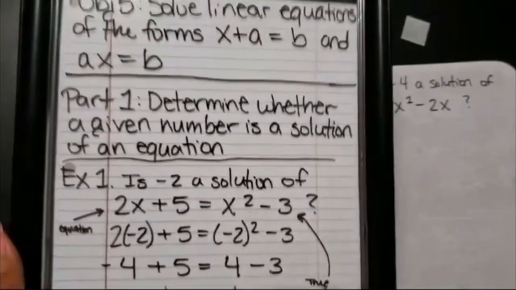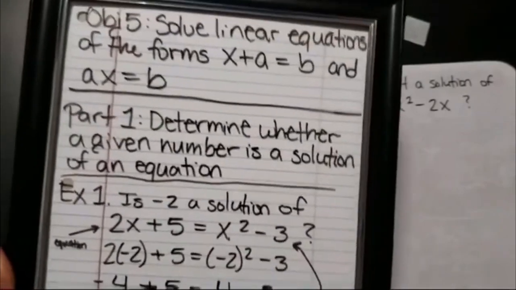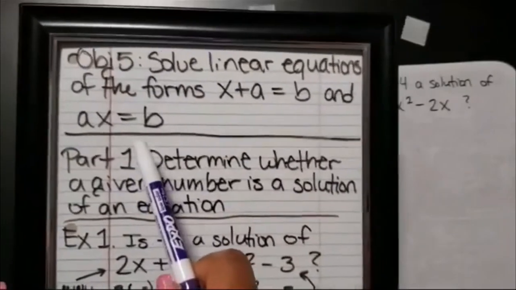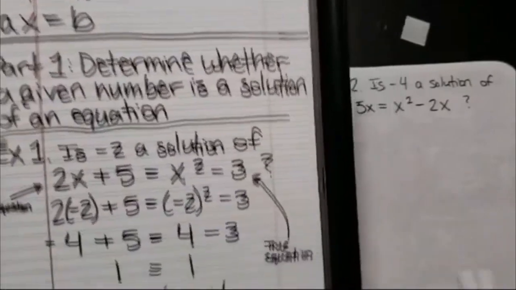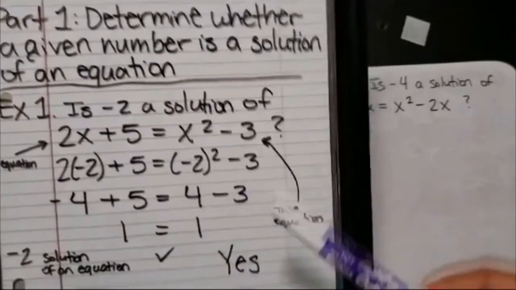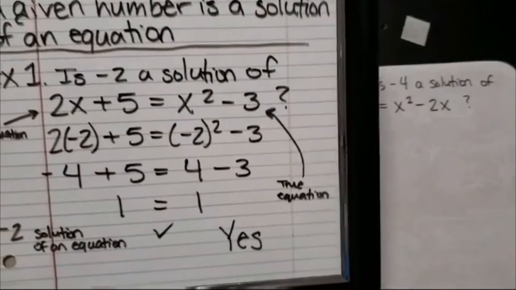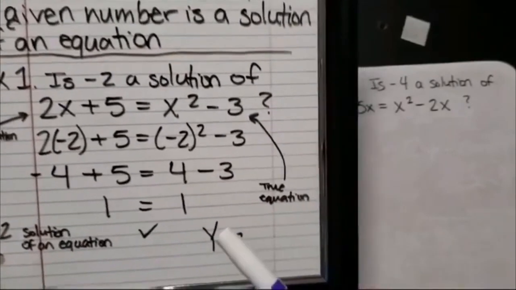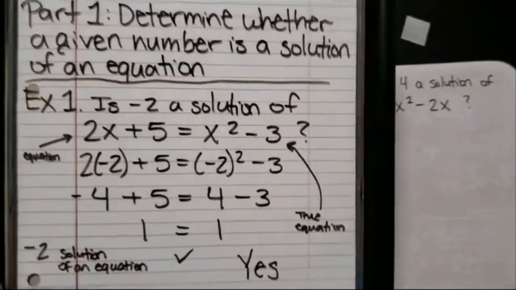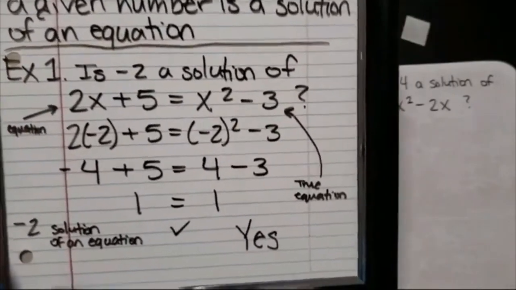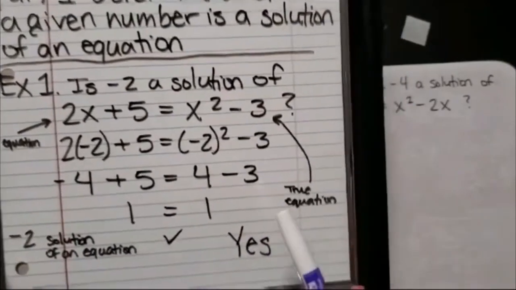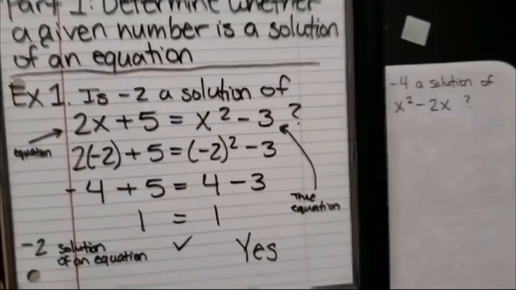So in this objective, we are going to be solving linear equations of this form and this form, okay? So here they gave us the solution and we plugged it in to see if that was the answer. And this is how we will check the problems that we're about to do. So when you solve the equation, the way to check that your answer is correct, all you have to do is plug it in and both sides of the equation should equal.